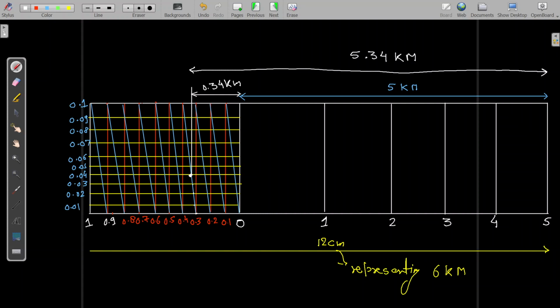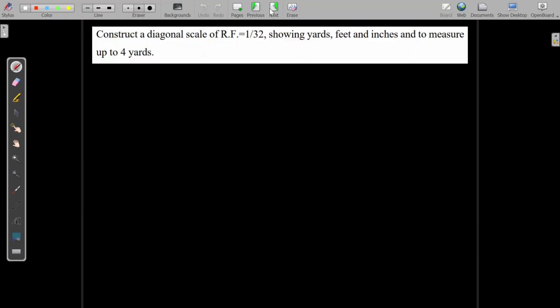Okay, now let us consider one more question of the diagonal scale. So in this scale, what is given is that RF is 1 by 32, and it is showing yards, feet and inches, and to measure up to 4 yards.